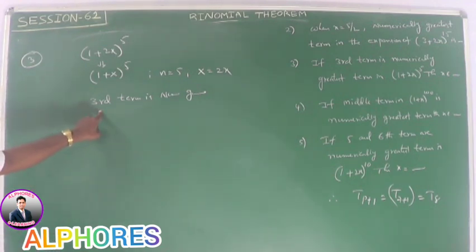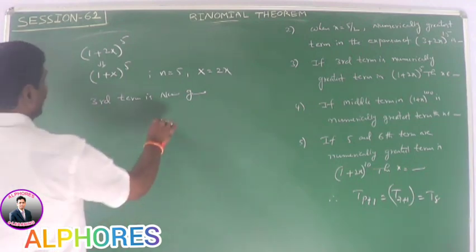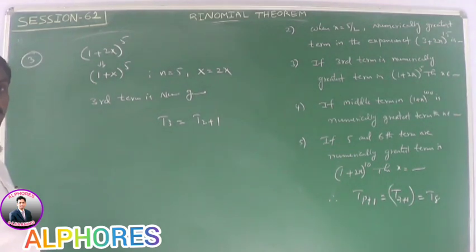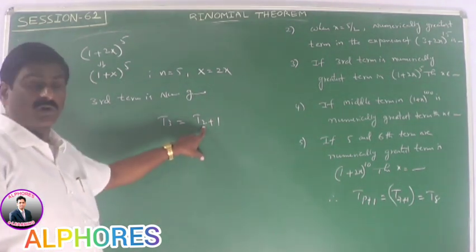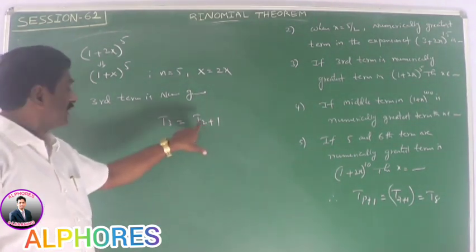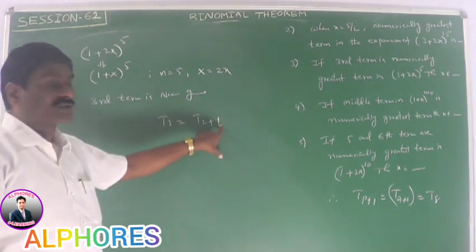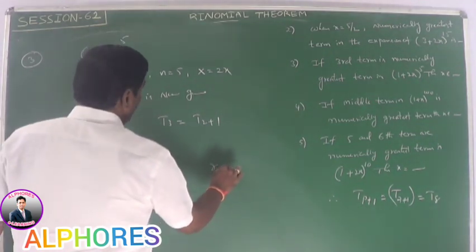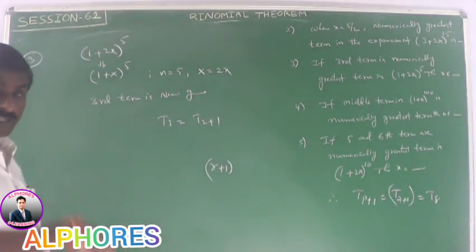The third term is the numerically greatest term, which means we get only one numerically greatest term. That means T3 is T2 plus 1. The value of R in this case: T2 plus 1 is the numerically greatest term, as we already discussed. If the (R plus 1)th term is the numerically greatest term in the binomial expansion, then what is the range of x?